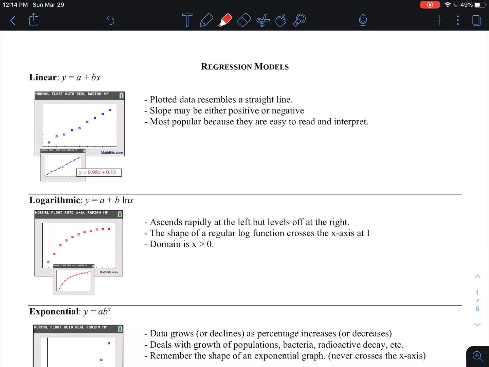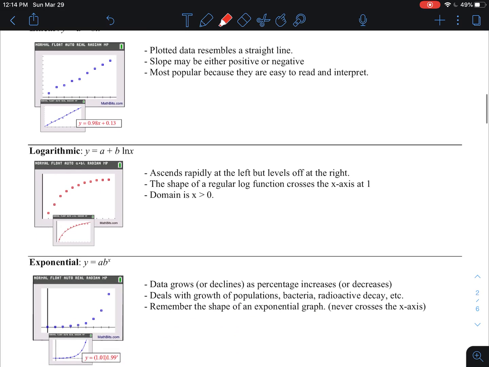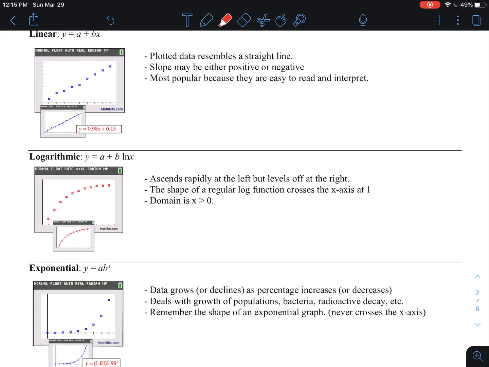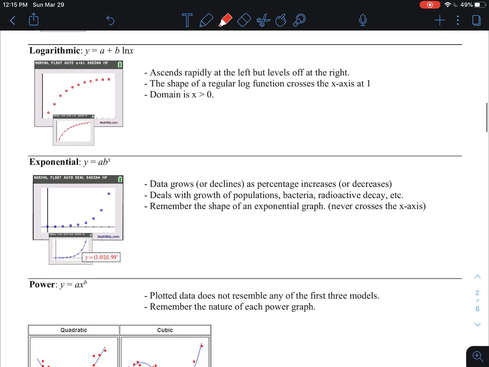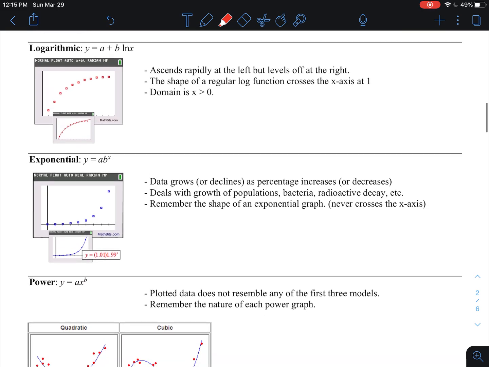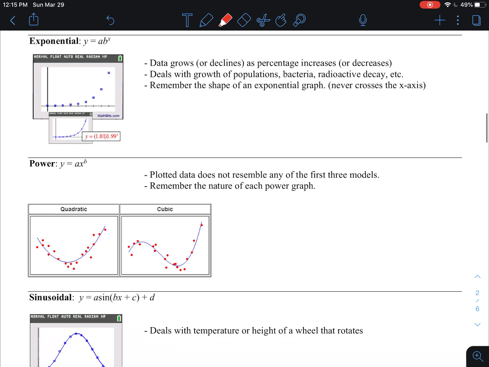So when we get to regression, and all regression is just a way to predict things using the functions that we know. So is the relationship between these two sets of data linear? Is it logarithmic? So does the scatter plot resemble a log graph, which is a function we studied this year? Does the scatter plot resemble more of an exponential relationship?